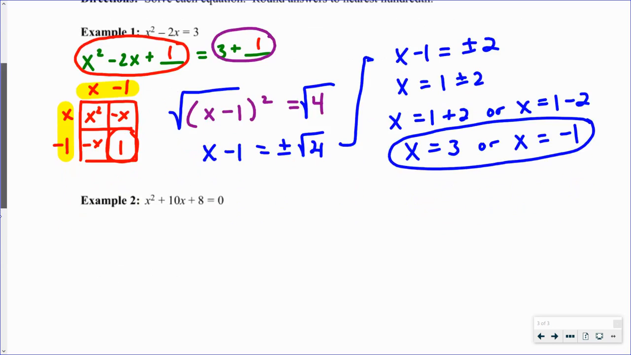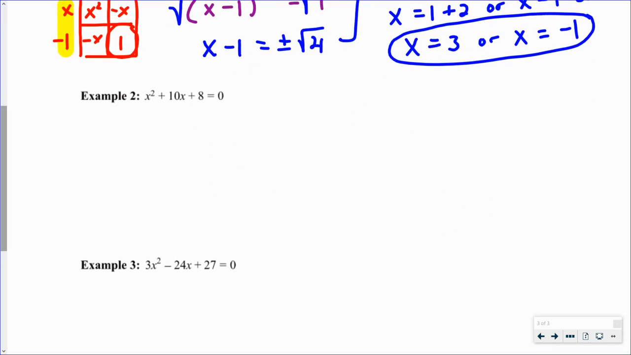All right, so x squared plus 10x plus 8. Now, again, I always say try to factor first. If you can factor, that's a lot easier than going through this process of completing the square, in my opinion. In this case, you can't factor this one, so we are going to have to actually complete the square. So let's go ahead and try that out right now.